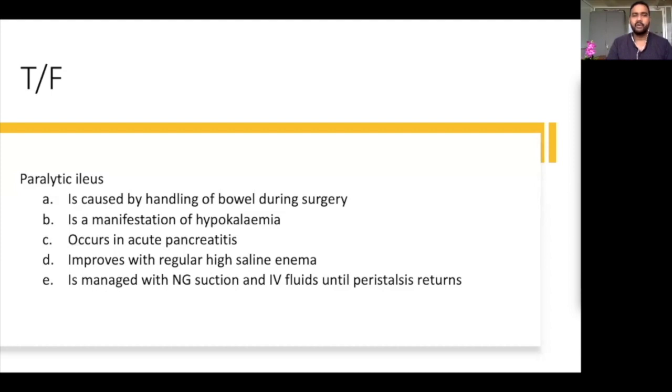Next one, paralytic ileus is caused by handling of bowel during surgery. Yes, that is one of the commonest intra-abdominal causes for paralytic ileus, handling of bowel as well as recent surgery. It's a manifestation of hypokalemia. Yes, true. It occurs in acute pancreatitis.